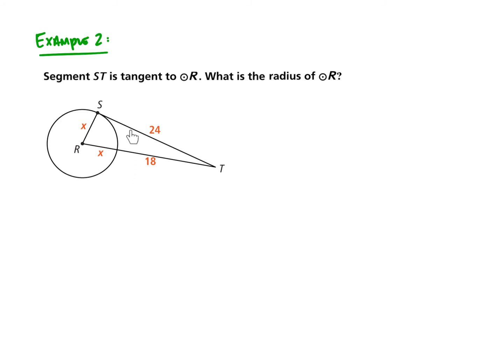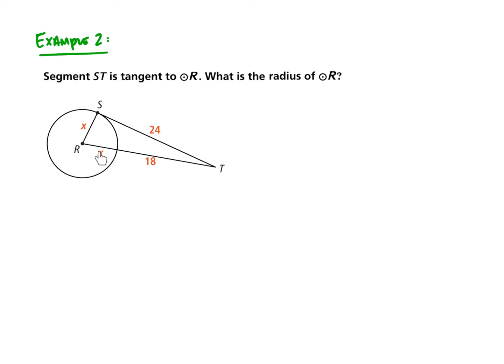Now in this example, we are told that this is a tangent segment. Segment ST is tangent to our circle, and it asks us what's the radius of the circle then. You'll notice that it has x drawn as the radius length 2 times, one going from R out to S and one going from R out to this point that they didn't label, right? But since they're both a radius, they would have to be both equal to the same thing, or x, which we don't know.